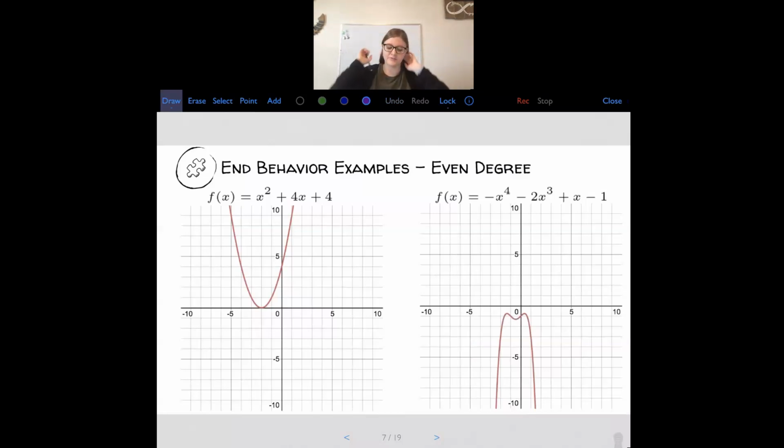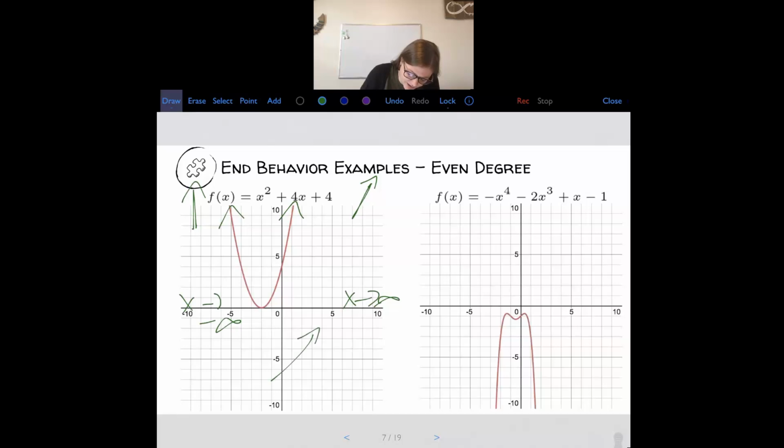End behavior if we've got an even degree. So we have f of x equals x squared plus 4x plus 4. Here's what it looks like. It's our parabola, our U-shaped graph. As x gets very big, this is going to end up out here, and as x gets very small, our end behavior would look something like this. It's how it's going to end up, okay?